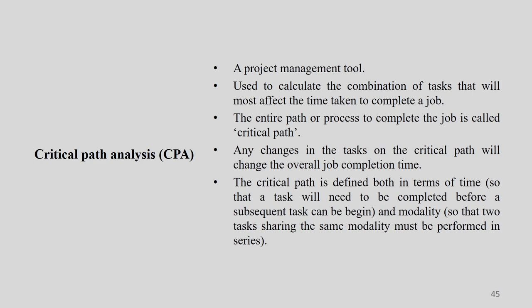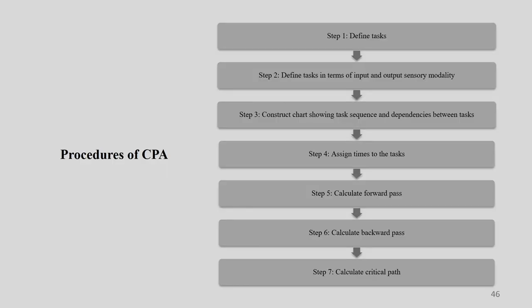In modalities, two tasks sharing the same modalities must be performed in a particular series. If the series are not connected with each other, we may miss the sequence, and if we miss that, the performance of the system will deteriorate. This is all about the critical path analysis. Now let us understand the procedure. Of course we will start with defining the task. First we have to define the task.